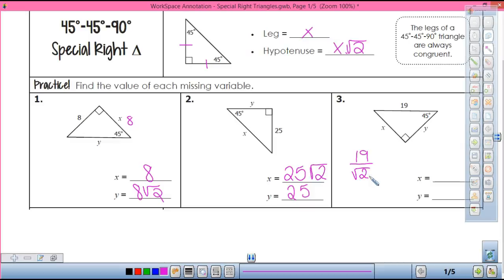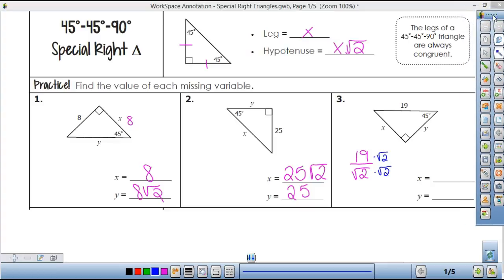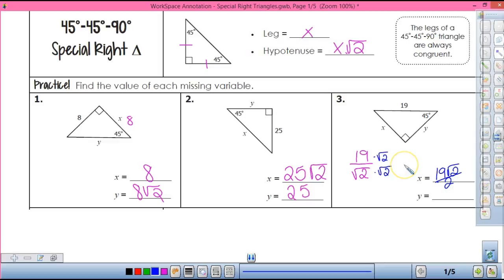But what's my problem with that? You can't have a square root in the bottom of your fraction. So what do I have to do? Rationalize the denominator, multiply the top and the bottom by the square root of 2. On top we get 19 times the square root of 2 over 2. What's the square root of 2 times the square root of 2? 2. Yep. So 19 times the square root of 2 over 2. So what's my other leg? Same thing. 19 times the square root of 2 over 2.